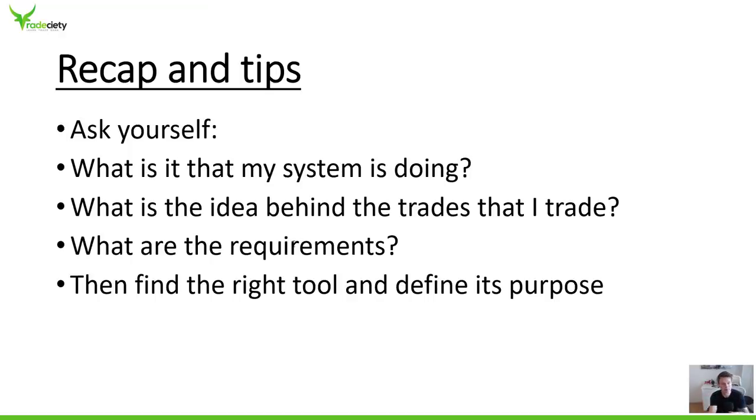So let's recap and a few other tips. Ask yourself, what is it that my system is doing? So ask yourself, okay, what type of system do I want to trade? Is it a trend system? Is it a range system? Do I look for exhaustion? Do I look for continuation? What is it that I want to do actually with my system? What is the idea behind the trades that I trade? Again, exhaustion, is it continuation? Is it a pullback? What is it? And what are the requirements then?